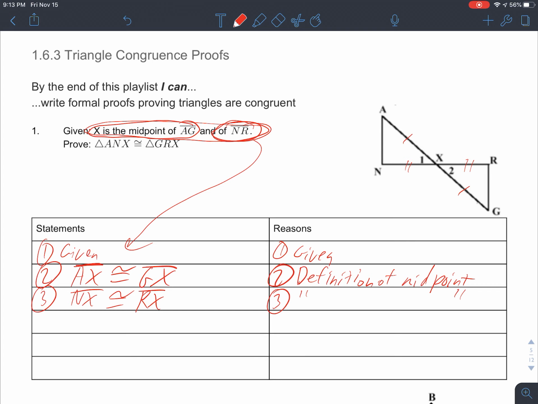And that's not enough. I need something else, right? We need to find one of our 5 shortcuts. And so I look at the figure and see if there's anything I can deduce. And I notice there's a pair of vertical angles. And so angle 1 and angle 2 must be congruent. And so I can say that angle 1 is congruent to angle 2, and that's the vertical angles theorem.